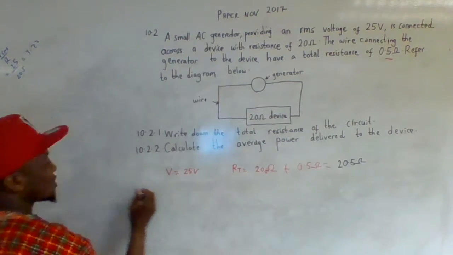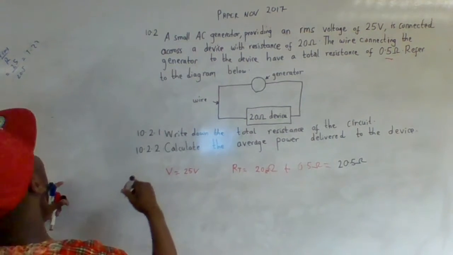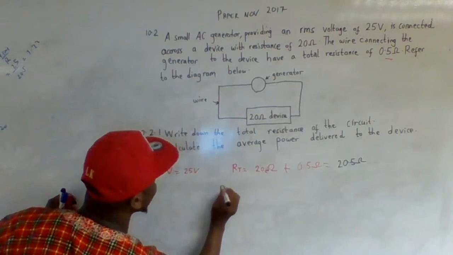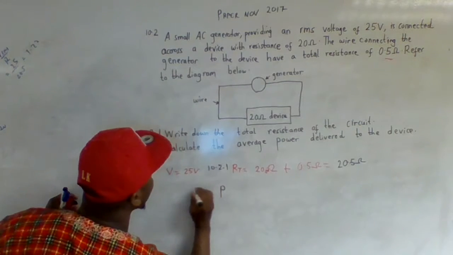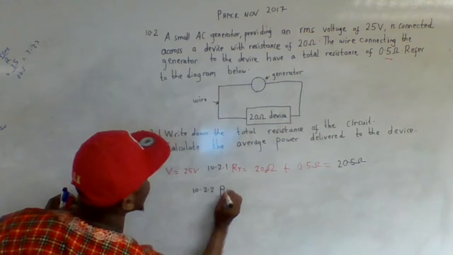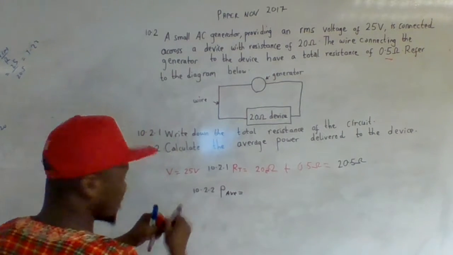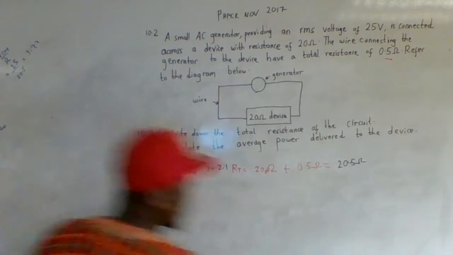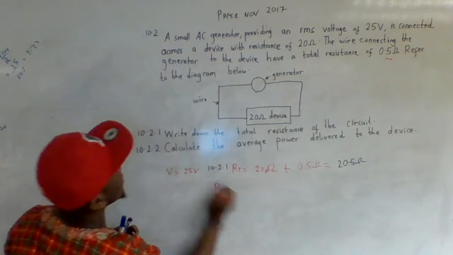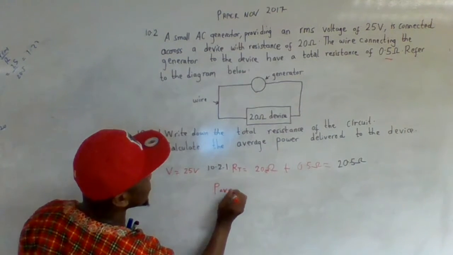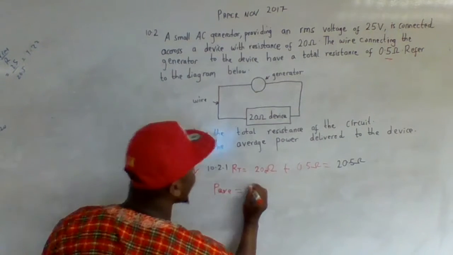Now we go for the second one. For the second one, we want the average power. So we know average power is easy. We're going to say power average. This is part 10.2.2. Power average is equal to current times voltage. Remember, power equal to IV.